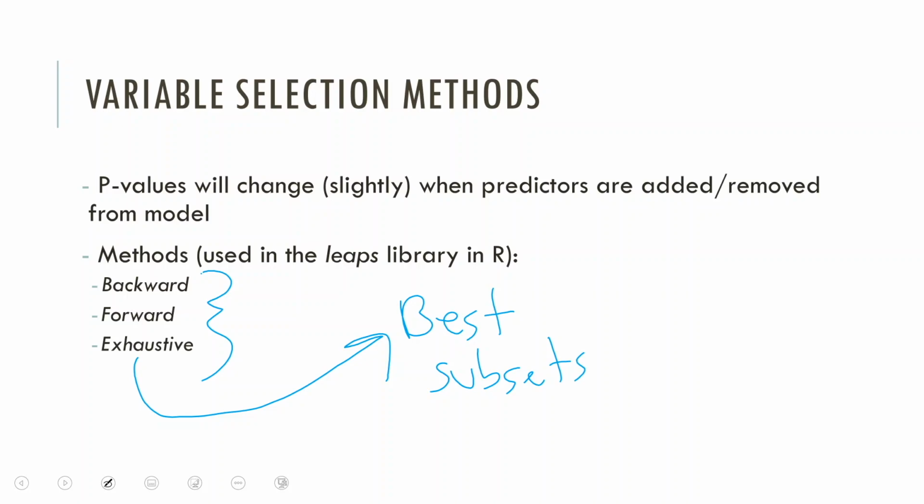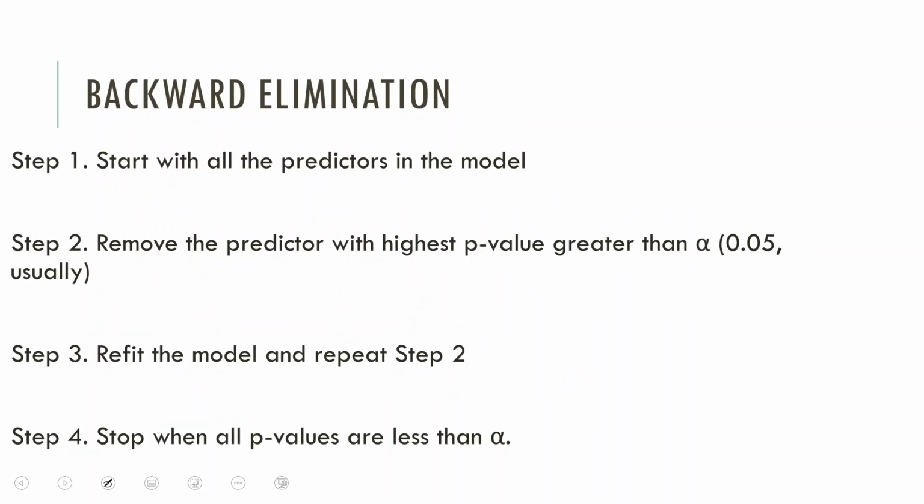These first two, backward and forward, have been used forever because they're fairly simple to do. The exhaustive method was developed a while ago, but was very difficult to do because it took a lot of time to figure out by hand. However, now that we have computers, this one is probably the best to use. But let me show you the pros and cons of each here.